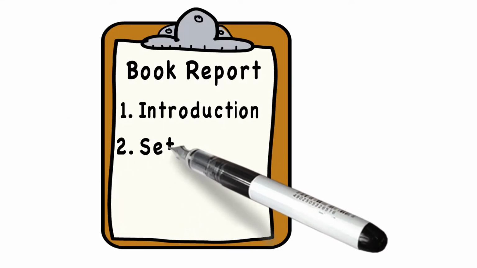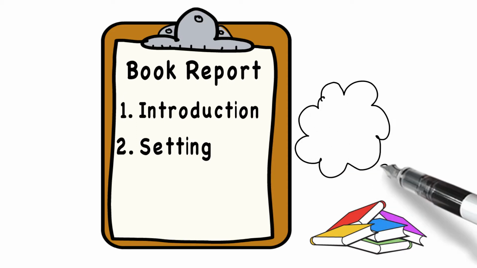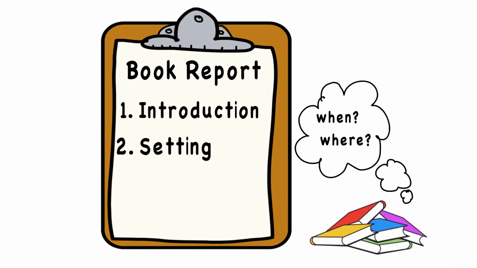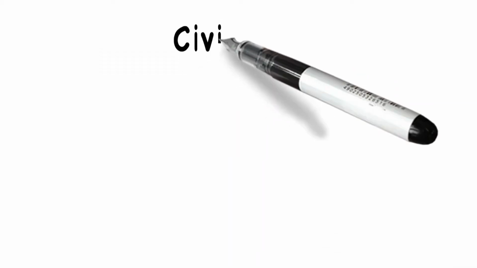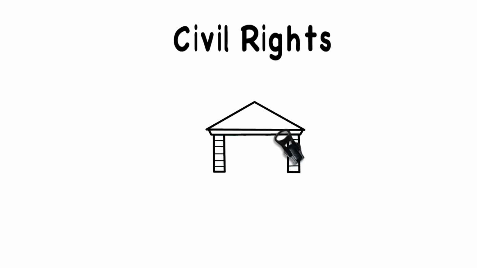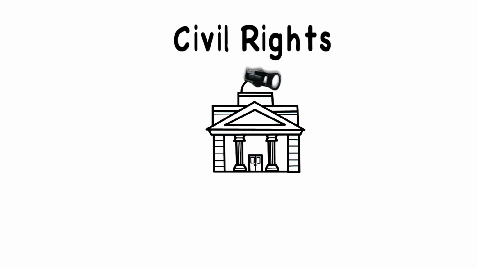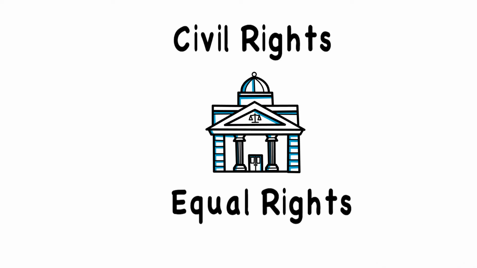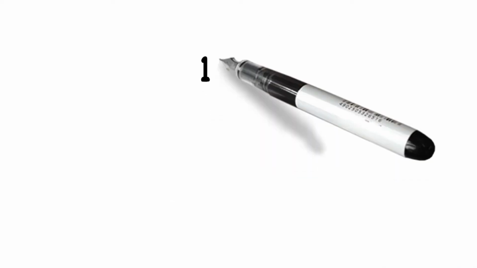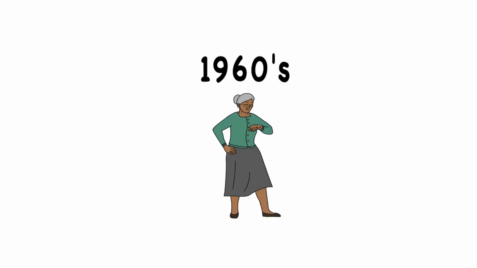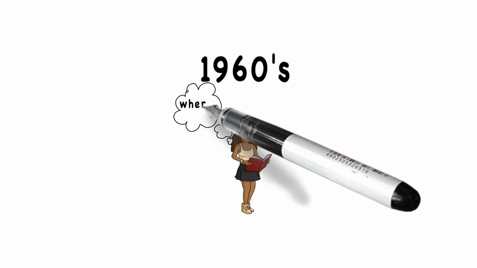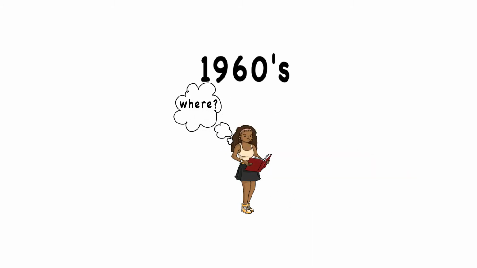Now let's talk about the setting. The setting is when and where the story takes place. Most of this story takes place during the Civil Rights Movement. We call it the Civil Rights Movement because that's when Americans marched for equal rights. The times were the 1960s. For the record, that was a long time ago. Way back when my grandma was a little girl. That's the when. But what about the where?